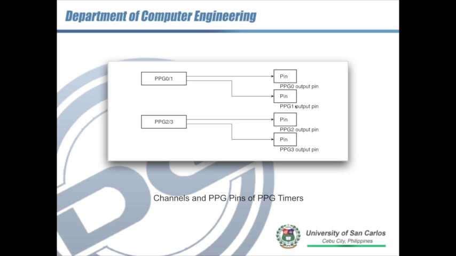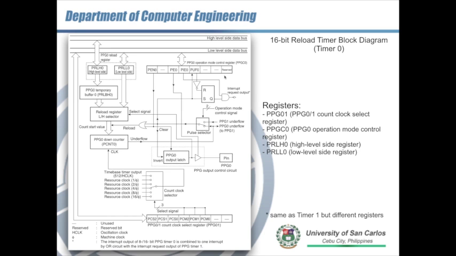The module PPG01 controls pins PPG0 and PPG1, while PPG23 controls the output pins PPG2 and PPG3.